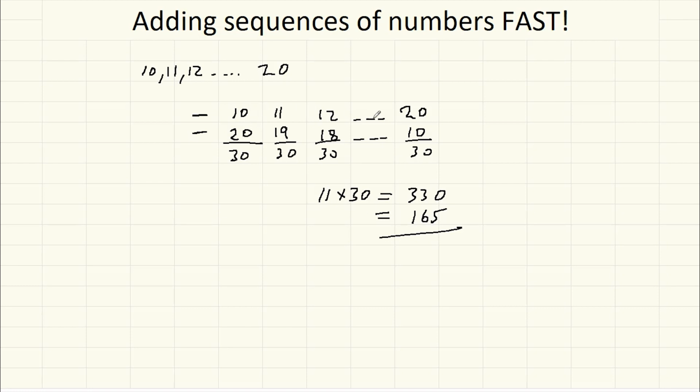Alternatively, we could have said, what's the middle term here? Well, as we have an odd number of terms, the middle term is an exact number, and it's 15. So we've got a middle term of 15, which if we multiply that by 11, because there are 11 terms, again we get 165.